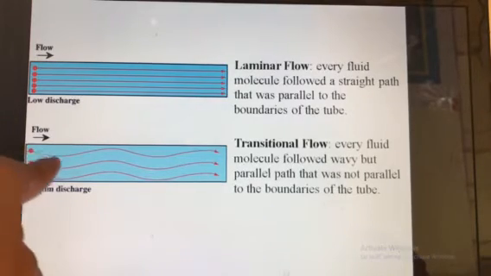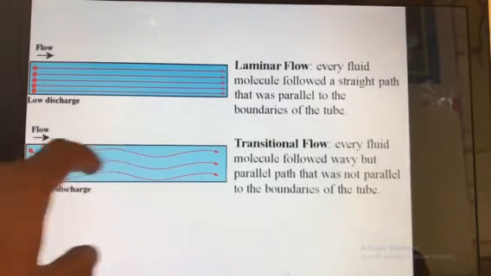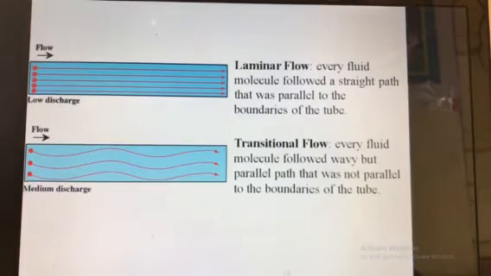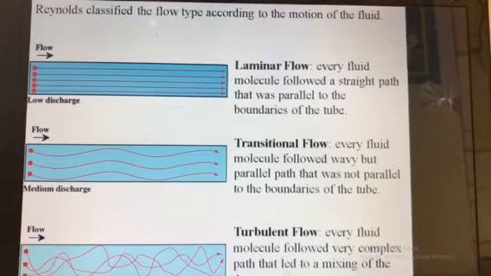Actually this wavy path is not parallel to the boundary, but each fluid particle will follow this wavy path, which is parallel to each other. So this is nothing but your transitional flow. Now next, it's turbulent flow. So what about turbulent flow then?